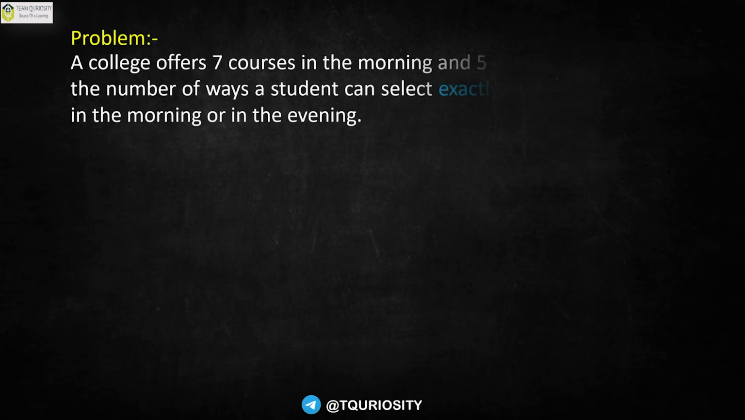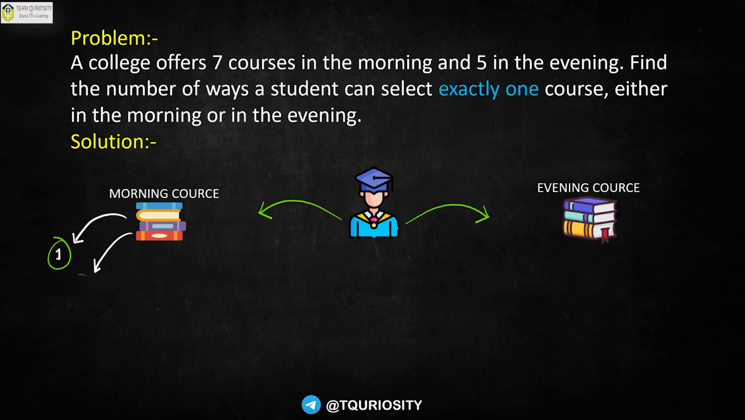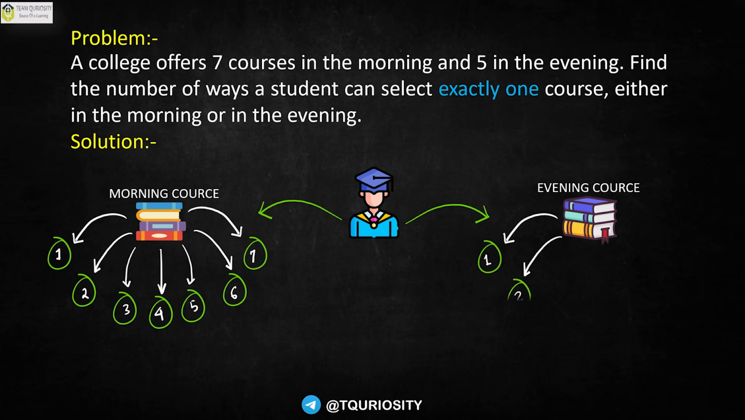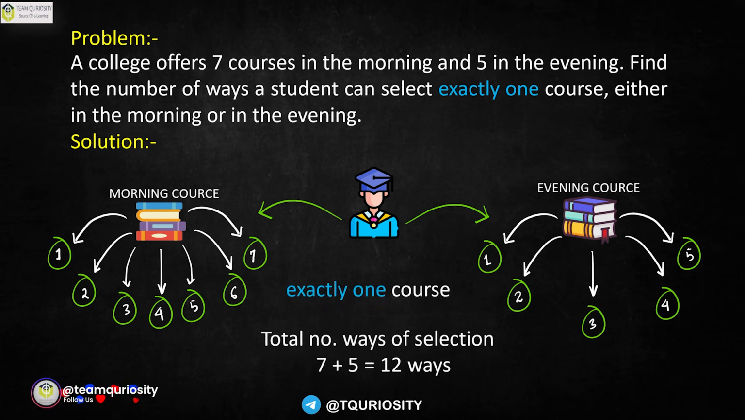A college offers 7 courses in the morning and 5 in the evening. Find the number of ways a student can select exactly one course either in the morning or in the evening. The solution of the above problem is: the student has 7 choices from the morning courses, out of which he can select one course in 7 ways. For the evening course, he has 5 choices, out of which he can select one in 5 ways. Hence, he has a total of 7 plus 5 equal to 12 choices.